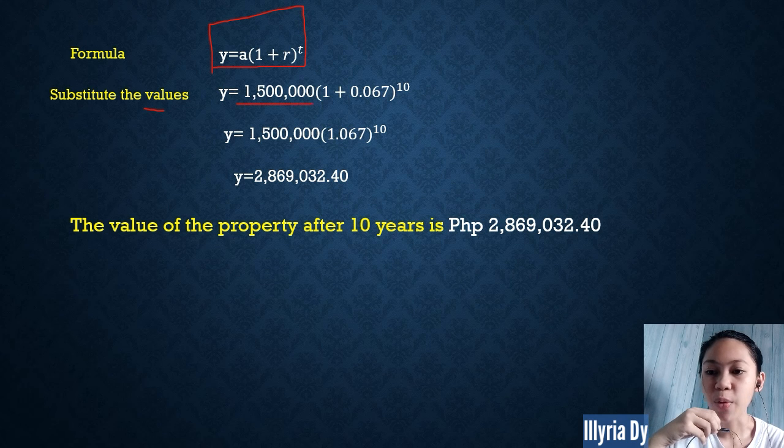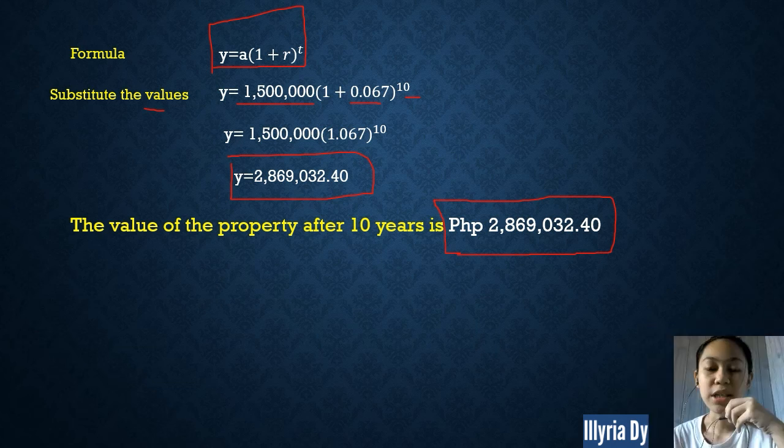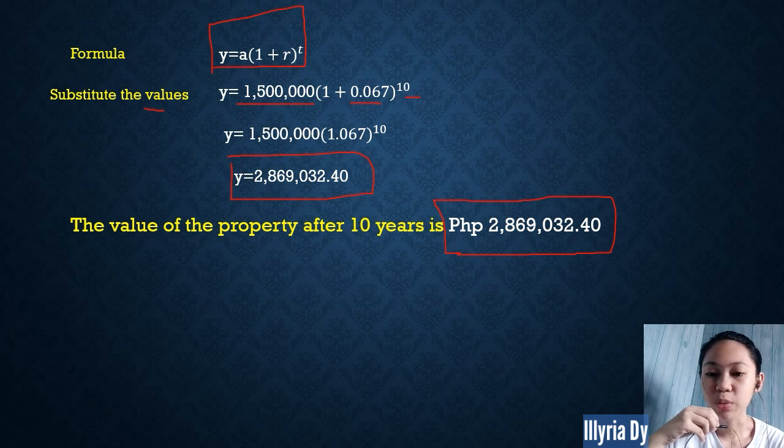So we will have y equals 1,500,000 as our initial amount times 1 plus 0.067, and this is our rate, and 10 to the power of 10, this is our time. And we will have y equals 2,869,032.40. It is necessary that we also put pesos in our answers.